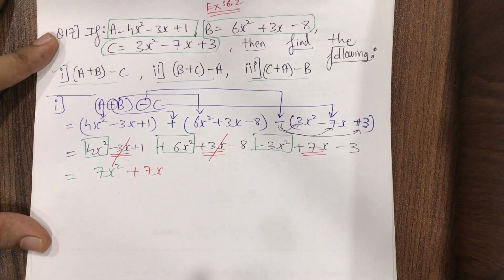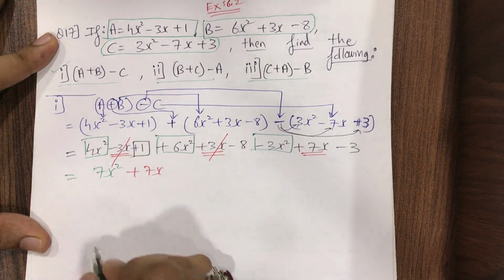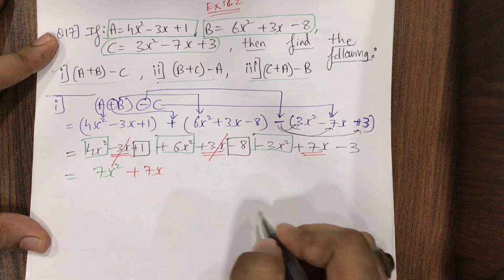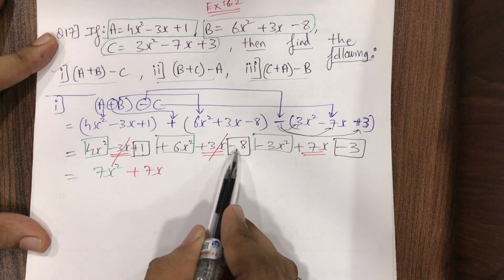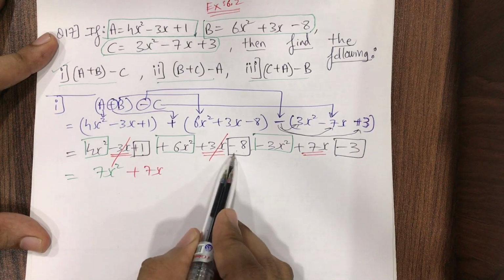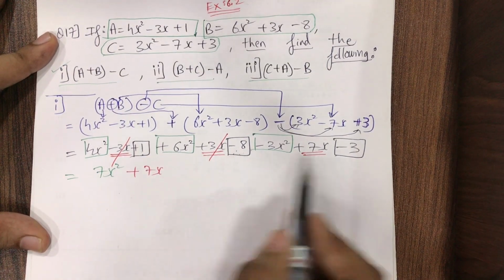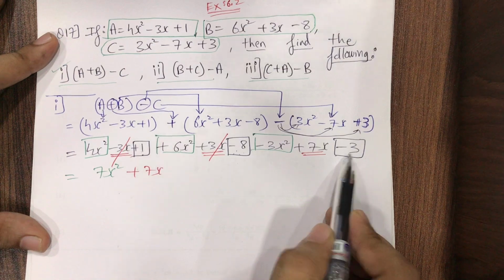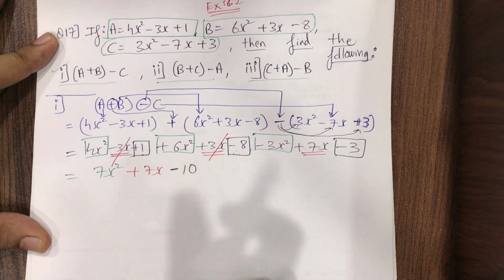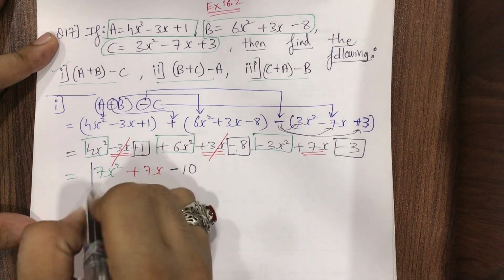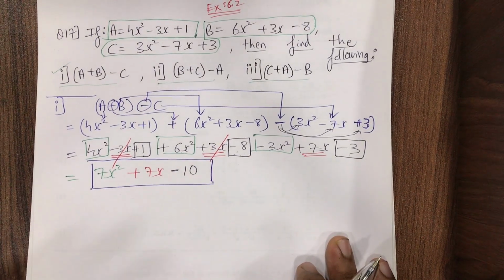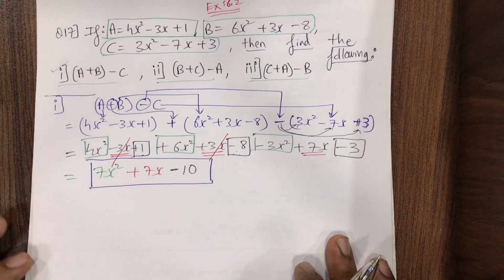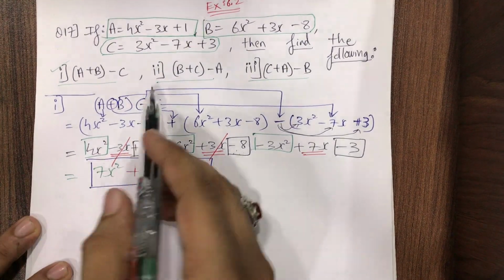And what about the constant terms? I have here plus 1, here minus 8, and here minus 3. Plus 1 and minus 8 becomes minus 7. Minus 7 and minus 3 becomes minus 10. So minus 10. Students, this is our answer. That's it. Actually, today's lecture is nothing new. We are just revising. Now students, I think the second one is pretty simple.